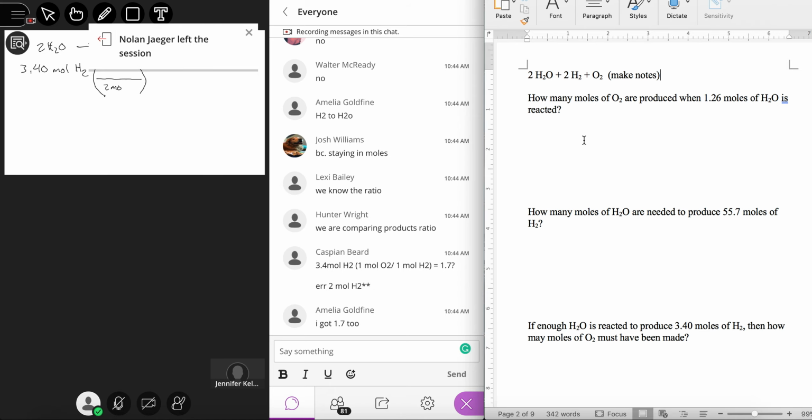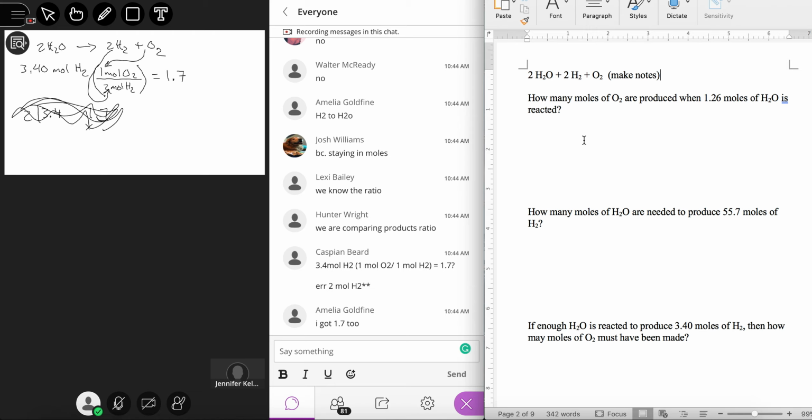And then 2 moles H2, 1 mole O2. And that's coming from the coefficients. And that is 1.7. So it's basically 3.4 divided by 2. And that's going to be 1.7 because 1.7 times 2 will be 3.4. Okay. Areeb, you have a question.